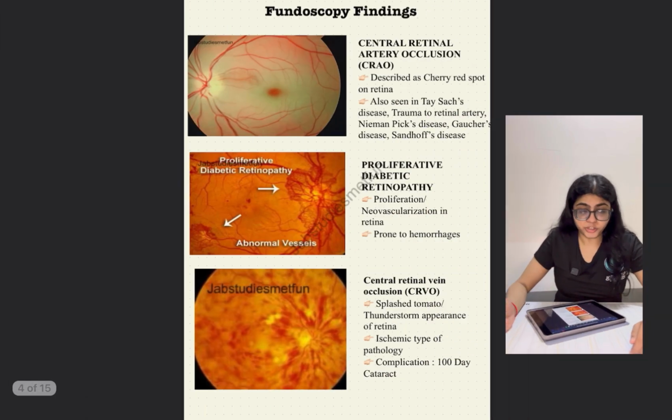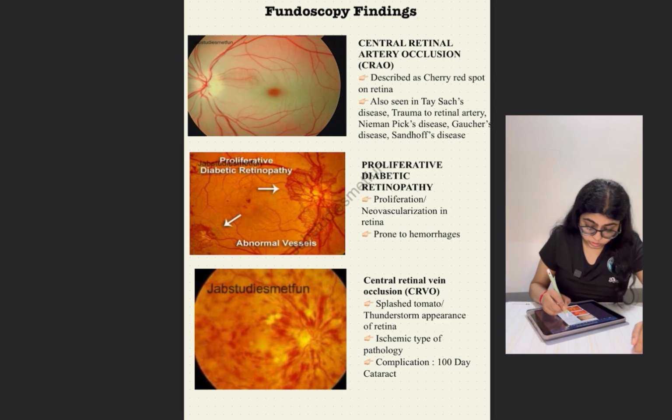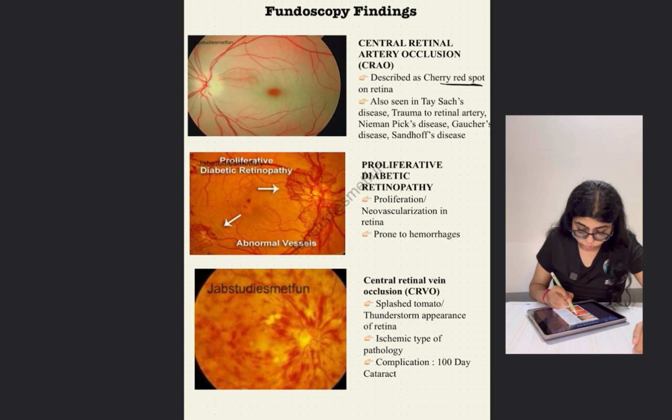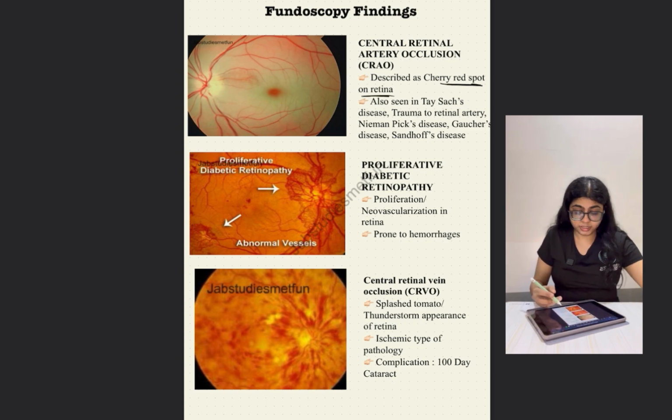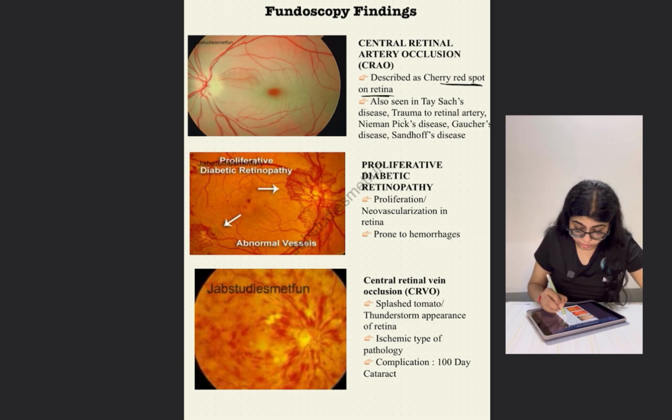The different kinds of fundoscopy findings in ophthalmology. The first image is very well known, central retinal artery occlusion, described as cherry red spot on the retina. It is seen in Tay-Sachs disease, trauma to retinal artery, Niemann-Pick's disease, Gaucher's disease, and Sandhoff's disease.